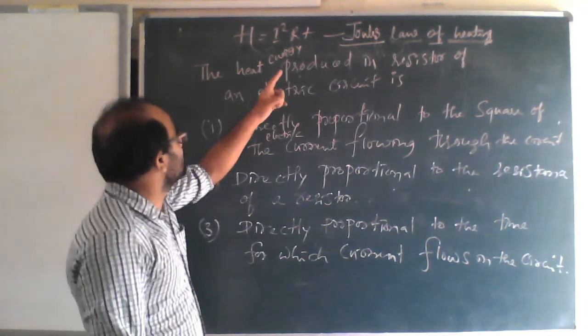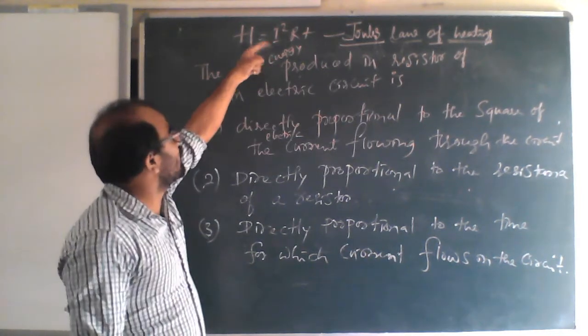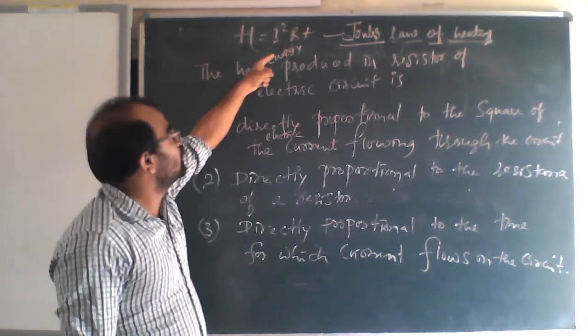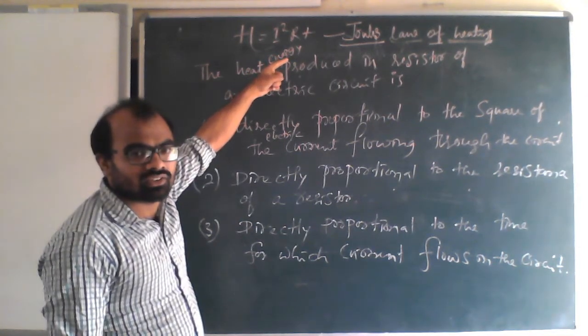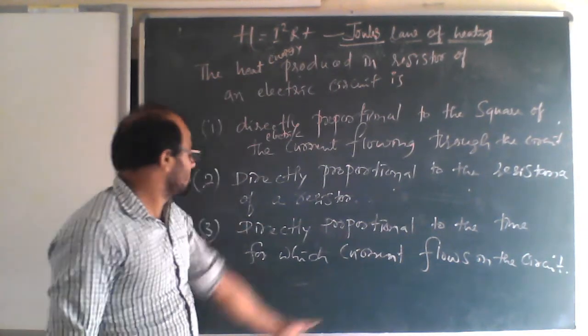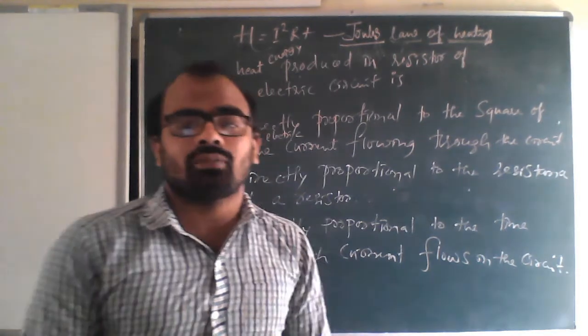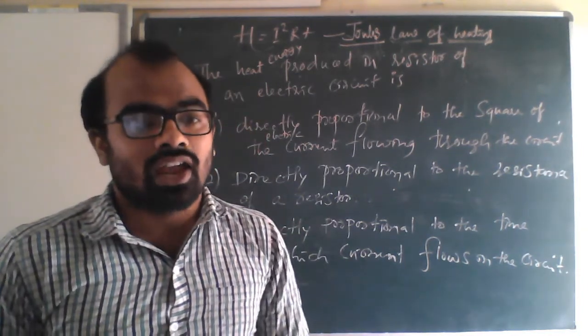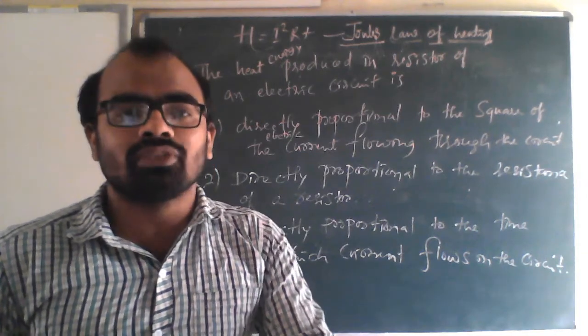So they are directly proportional. Heat is directly proportional to the square of the electric current flowing through the circuit, directly proportional to the resistance of the resistor, and third, directly proportional to the time for which current flows in the circuit. These are very important points. Please note this down and master these 3 points. I hope this is clear.